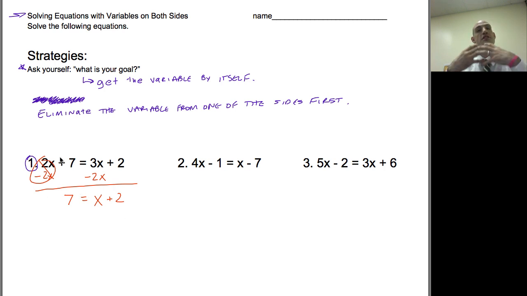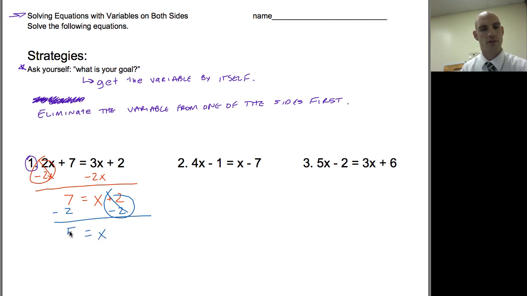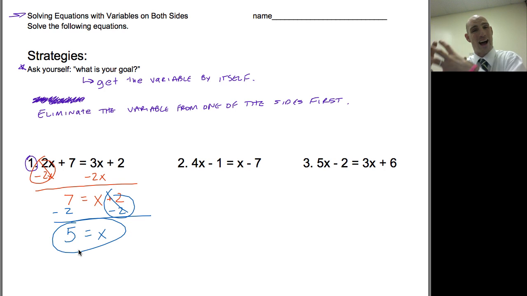This is an equation that we can solve. And then I'm going to use zero pairs and opposite operations. So I'm going to subtract 2, make that a big old fat 0, subtract 2, and I'm left with x equals 5. See how I did that? My strategy is to eliminate the variable from one of the sides first. Let's look at number 2, and then I'll leave you with number 3.